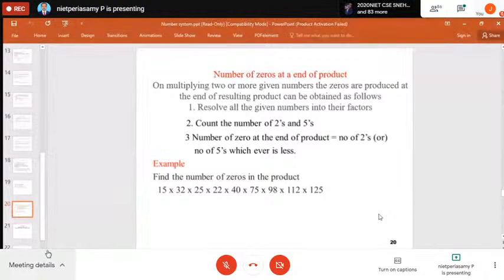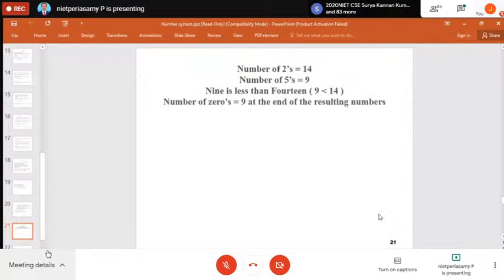Similarly, you find the number of 2's. How many 2's? The number of 2's is 14. Students, count and tell me.